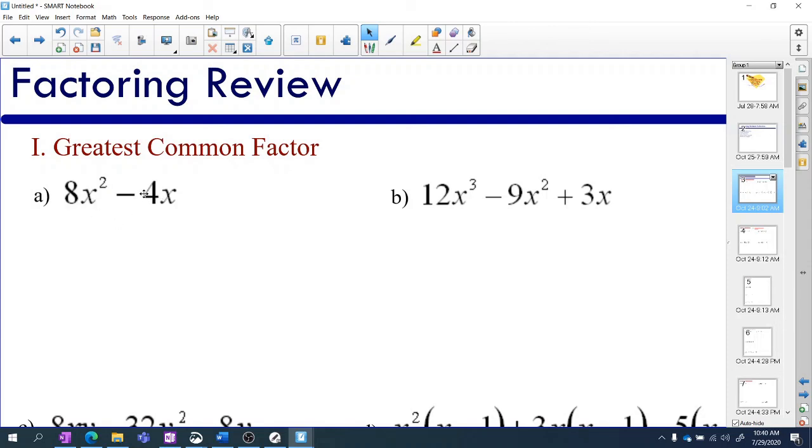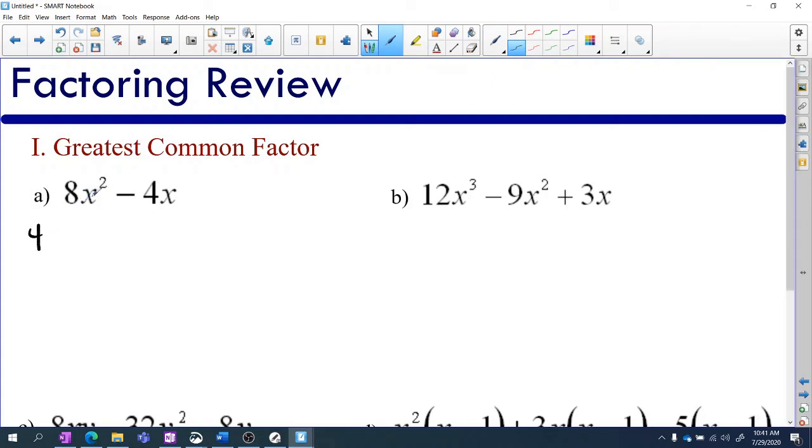So if I look at 8, I always look at my numerical coefficients first. So I have an 8 and a 4. You ask yourself, what is the largest possible number that divides evenly into both of those? And it would be a 4. So you write it down. I have an x squared and an x, which means x will divide into both of those.